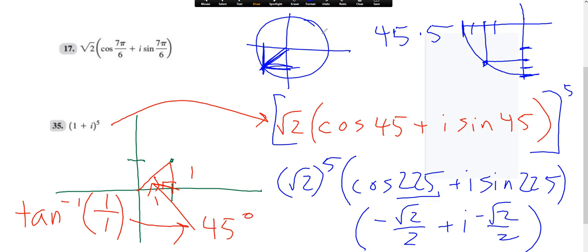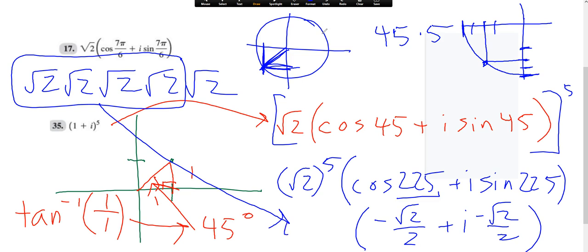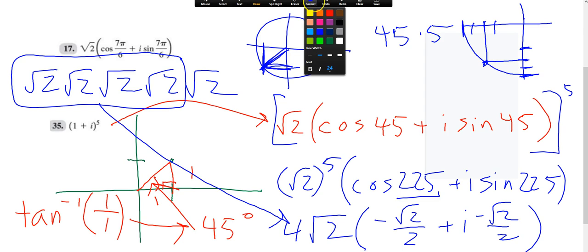Okay? Now, radical 2 raised to the 5th. What do you get when you take radical 2 times radical 2 times radical 2 times radical 2 times radical 2? You could say the square root of 32, but anybody know that mess right there in the box? That is 4, thank you very much. So we could simplify that to 4 radical 2. Now, can we distribute that in and get some nicer numbers? I bet we can.